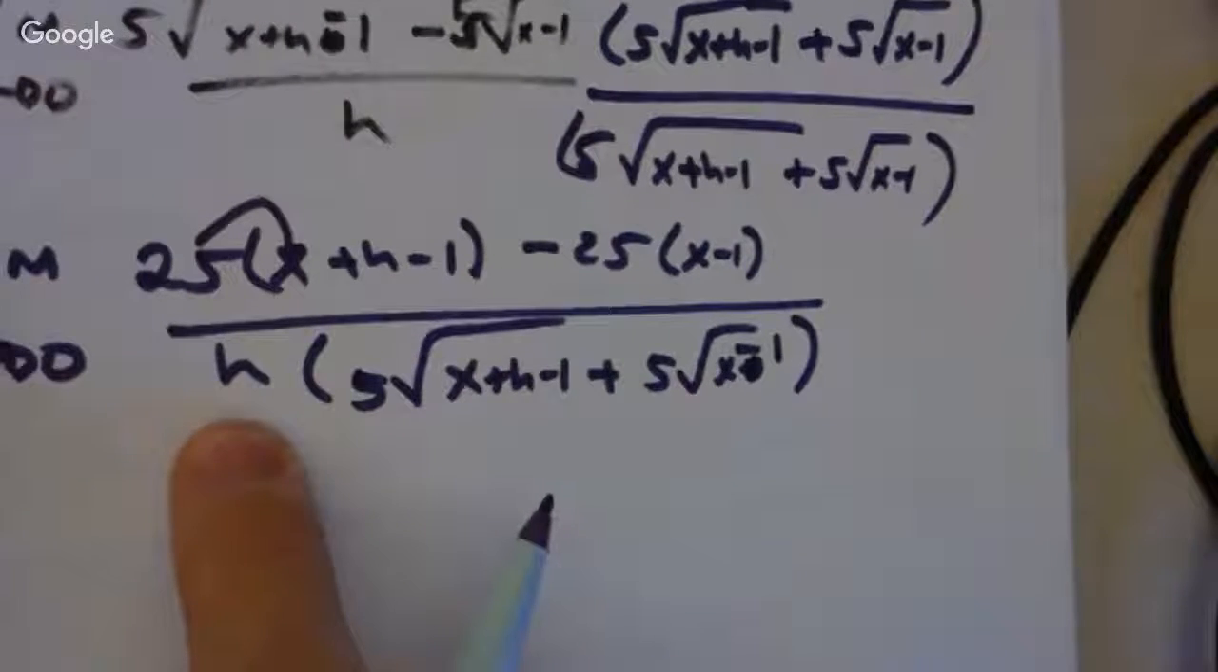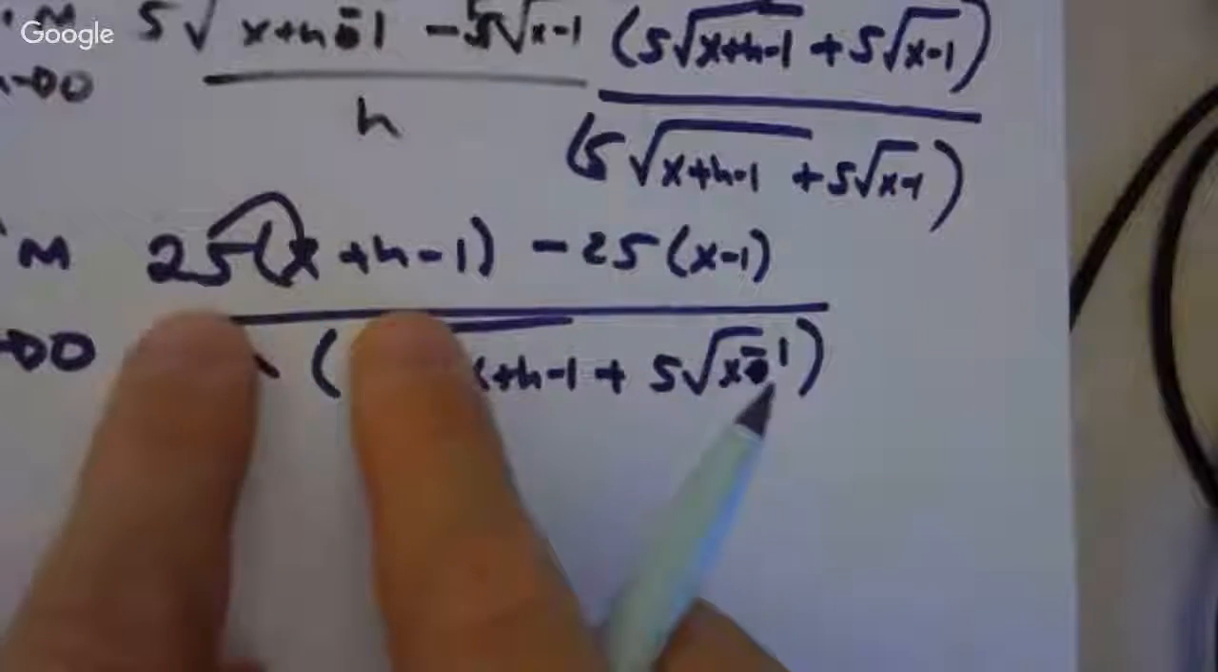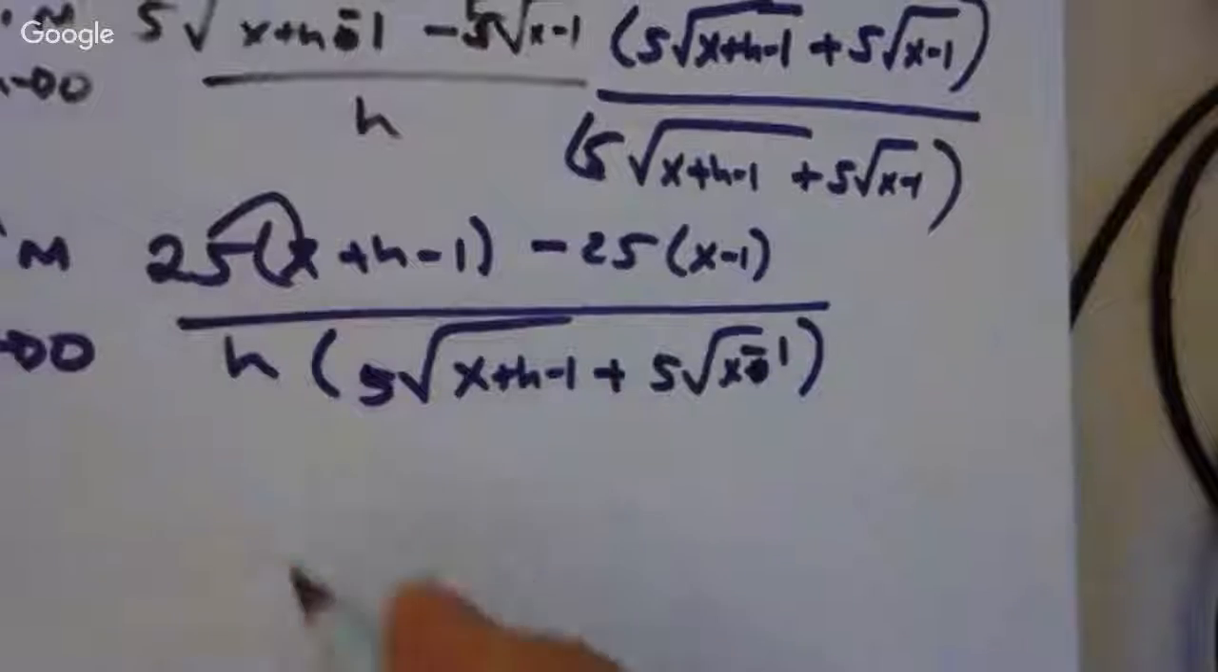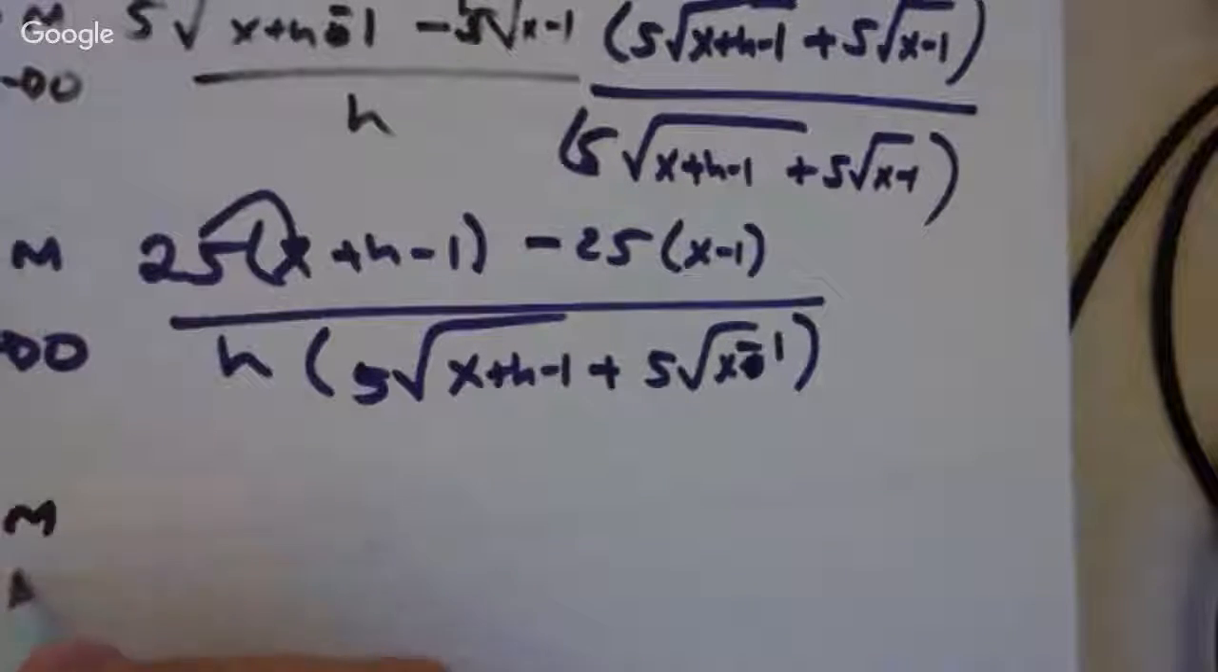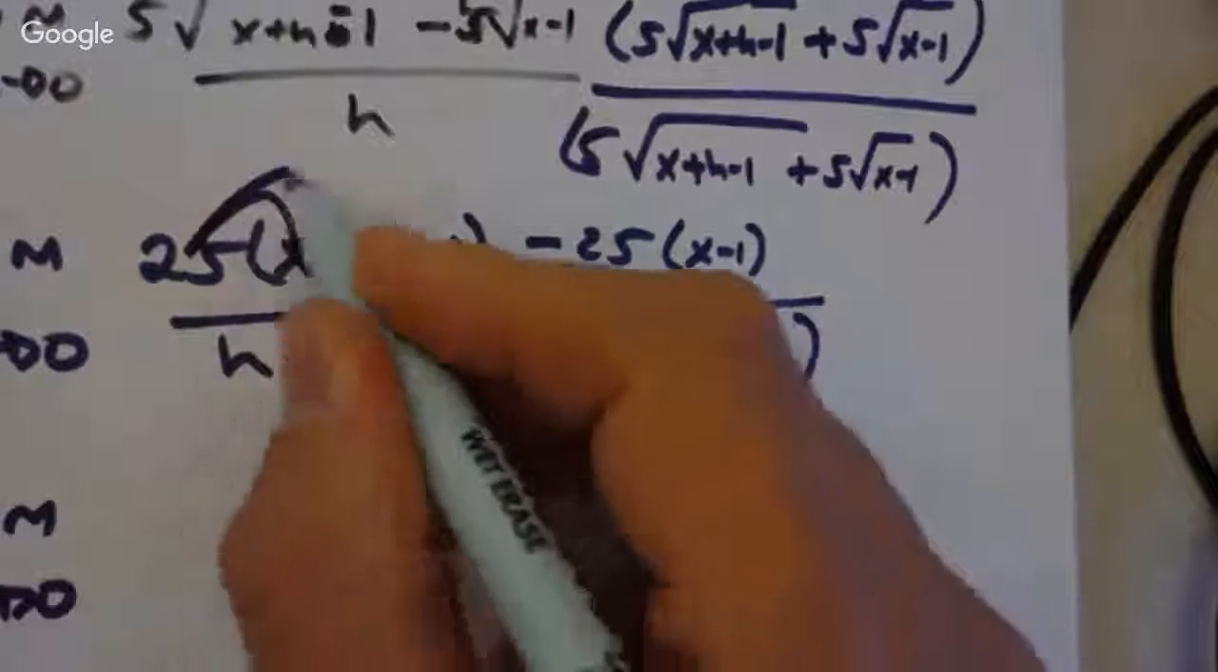Not yet, because I got to get rid of this one. I still got to get rid of the H, which means I just got to distribute. And then, I mean, you can see what's going to happen. 25. Okay. So limit H goes to 0.